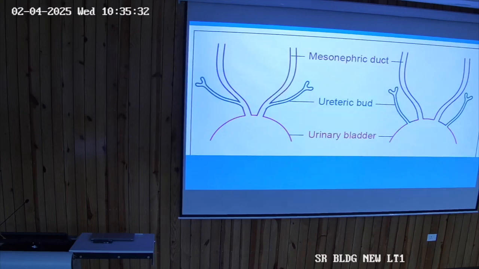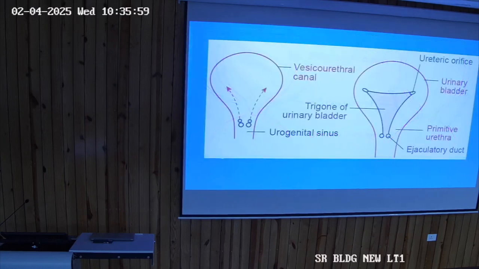So the mesonephric duct, what is it going to form in the bladder? The trigone of the bladder. What is the trigone of the bladder? It is a part of the inner interior of the bladder which is derived from the mesoderm through the ureters and urethra. So it's a triangular part. The lower part of the mesonephric duct is going to form the ejaculatory duct.